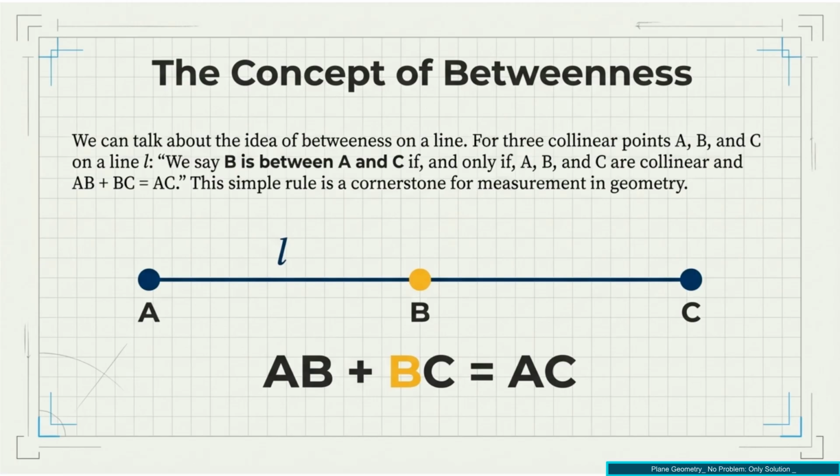Another important concept is betweenness. The concept of betweenness is a cornerstone for measurement. For three collinear points A, B, and C on line L, B is between A and C if and only if AB plus BC equals AC. Yes, remember this always.